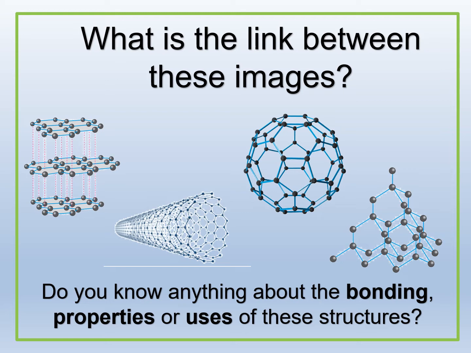Two of them I think you'll recognise: diamond, from a previous lesson, which has a kind of pyramid-looking or tetrahedral structure, and graphite, which is the one in layers. And we'll come on to the fullerenes and the buckyball in a future lesson.